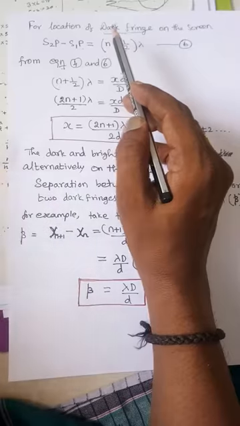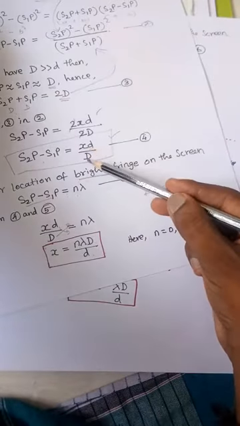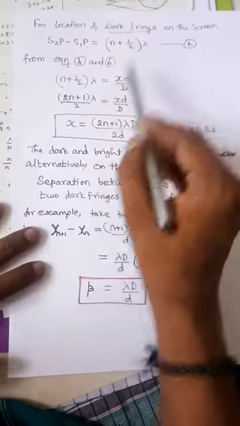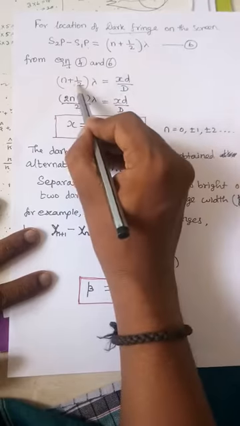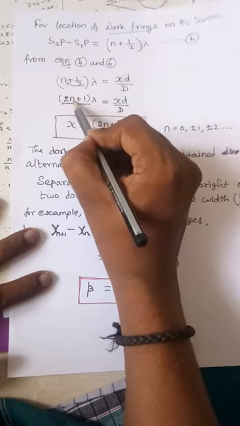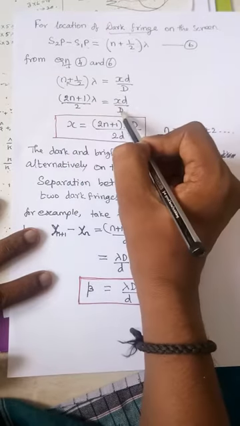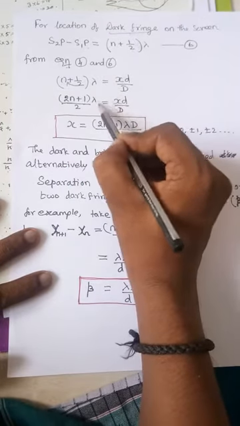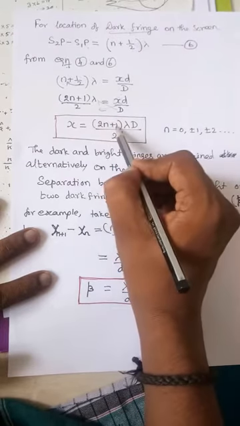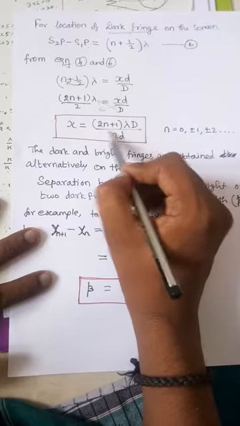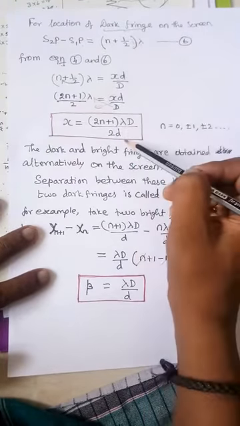Here we already know the path difference from our experiment, xd by D. So compare these two equations: xd by D is equal to (n plus 1 by 2) lambda. Taking the 2 across, (2n plus 1) by 2 into lambda. Now you can find x. D cross multiplied downside. So x is equal to (2n plus 1) into lambda into D divided by 2d. This is the distance for dark fringes.